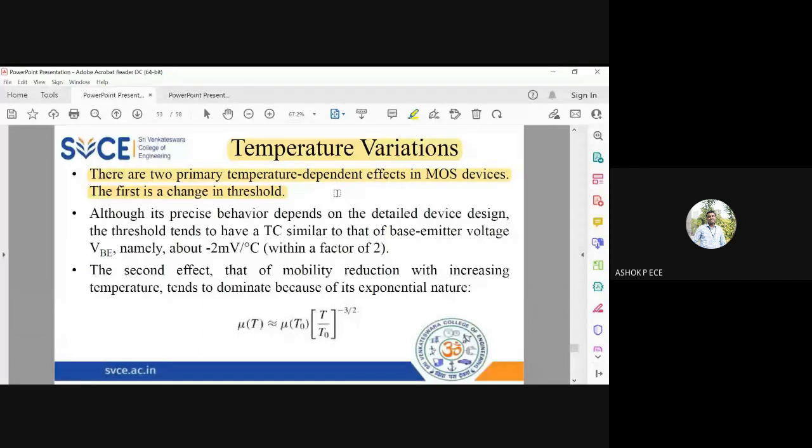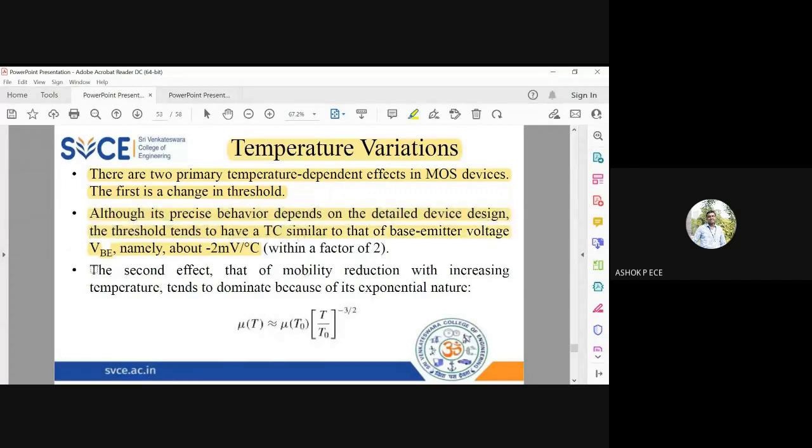So in a BJT, the base emitter voltage has a temperature coefficient. When the temperature increases, VBE will decrease at the rate of minus 2 millivolt per degree Celsius. So for 1 degree rise in temperature, VBE will reduce by 2 millivolt. The same sort of behavior is found in MOSFETs also.